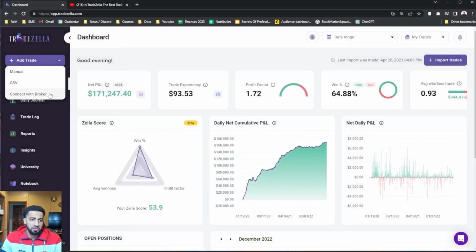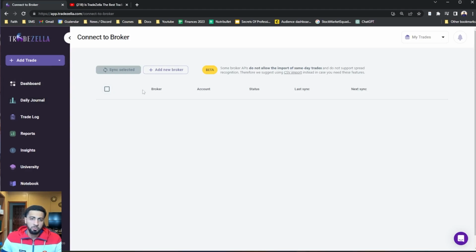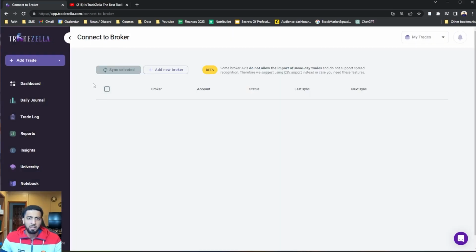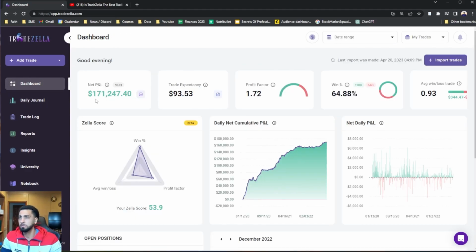Another way you could do it is to connect your broker. This one has a few less choices, only these four you can do that with. However, the CSV file is just as easy. Now, once you have all your trades in TradeZella, let's look at the user interface here.